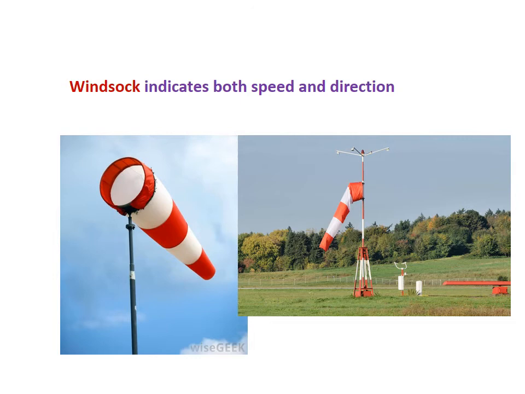For example, you can see in this particular figure, the second figure, the whole sleeve is not very straight. That means the wind is blowing at a very low speed. If it is blowing at a particular speed, only a part of the sleeve will be straight, and the other part will be almost in a wrinkled position. So this is a simple way of knowing the speed and direction.